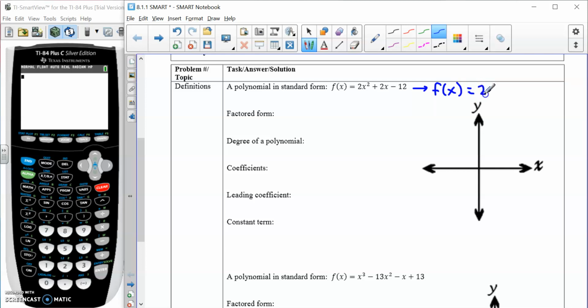So we can say, okay, well, it's 2, and then 2x squared turns into just x squared because we divided out that 2. 2x turns into x. And negative 12 divided by 2 is just going to give us a negative 6. Okay, so this is our new version of that. It's just going to make it easier for us to graph it and then factor it.